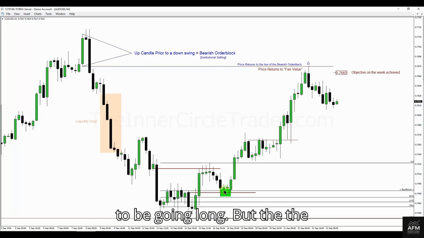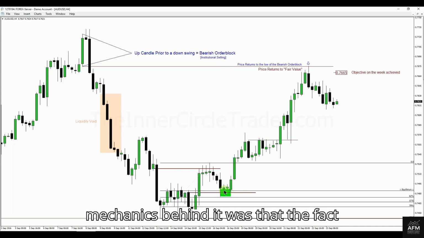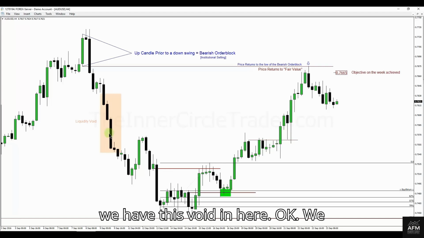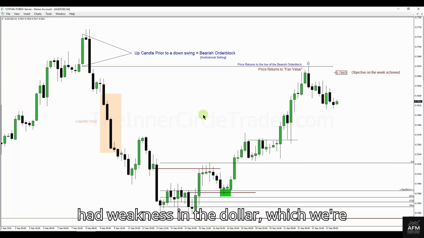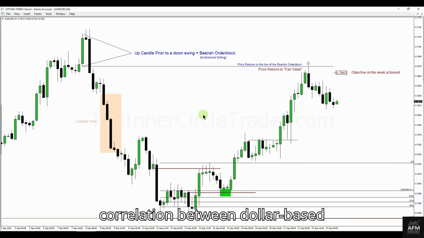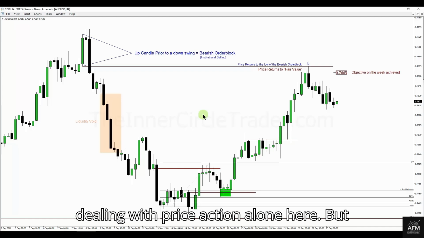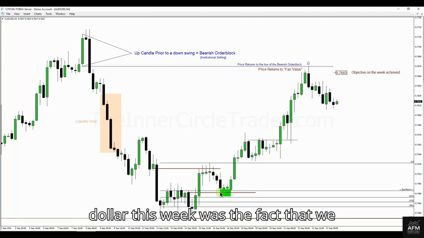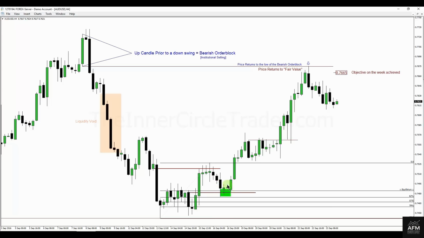Well, obviously it's going to be going long, but the mechanics behind it were that we broke this swing high, and we have this void in here, okay? We had weakness in the dollar, which we're not going to talk so much about, the correlation between dollar-based analysis, but we're only specifically dealing with price action alone here. But what led to this bullish move in the Aussie dollar this week was the fact that we moved back into fair value or equilibrium. So that way, it's fair value for the market makers to build long positions, or build a net long book. That means they're accumulating long positions.